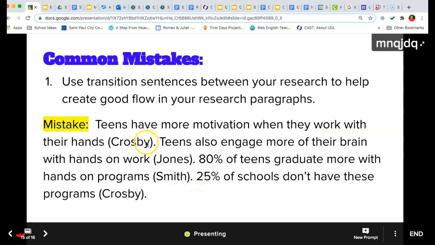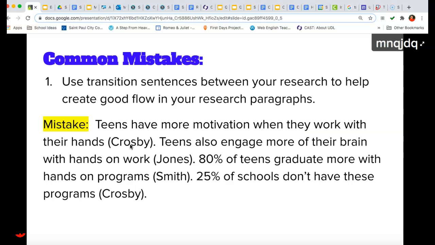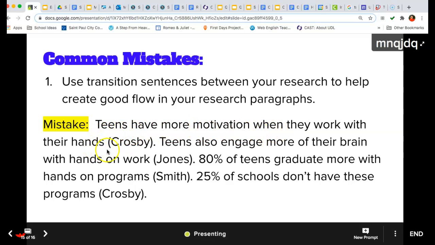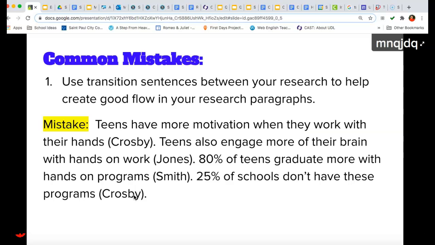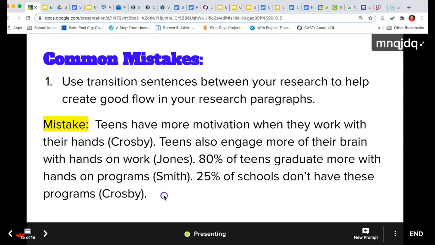So these you can tell are 4 facts because you can see there's 4 in-text citations here with the parentheses. When I read it, it literally sounds like a list. So here's the example. Teens have more motivation when they work with their hands. Citation. Teens also engage more of their brains with hands-on work. There's a citation. 80% of teens graduate more with hands-on programs. Citation. 25% of schools don't have these programs. Citation. So when I read it, it literally sounds like a robot where I'm just listing fact after fact after fact. This is not how you want your research paragraph to sound. It still needs to be a paragraph with flowing, cohesive writing.